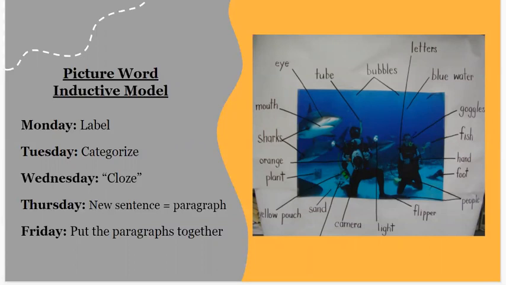Thursdays, you might ask students to write several new sentences about the picture under the sentence and use the vocabulary words. And then on Friday, they might put all of those sentences together and choose a title, and voila, each student would have a little paragraph of the week.